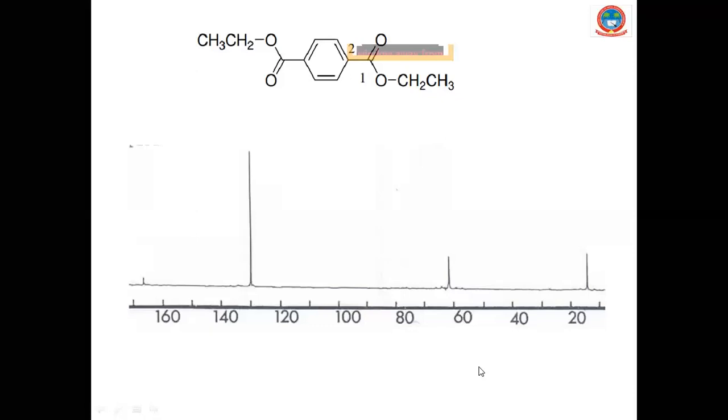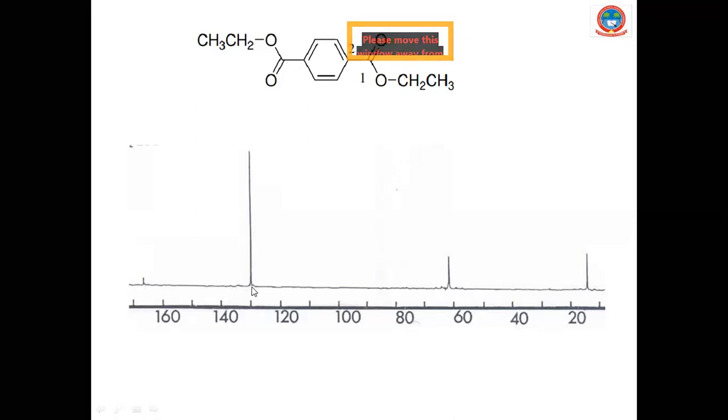Now you see how many signals you are getting from this. If you see this spectrum, one peak is here, that must be for CH3. One peak is here around 65, that must be for what? Can you tell me? CH2, very good.